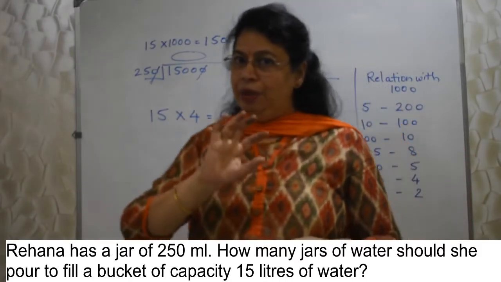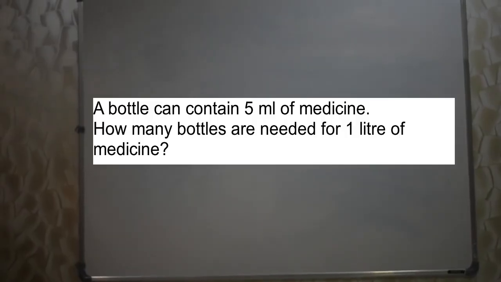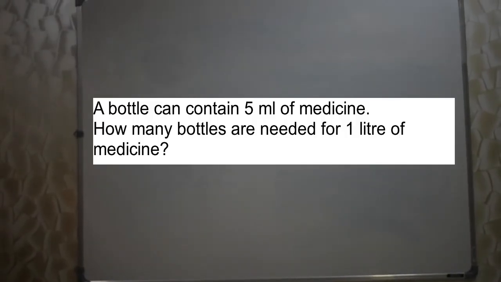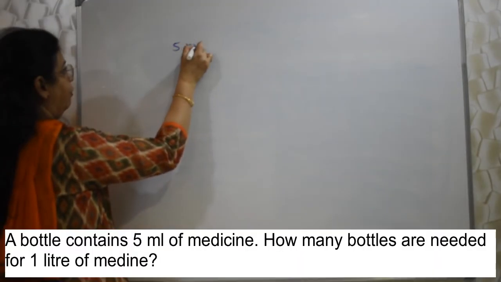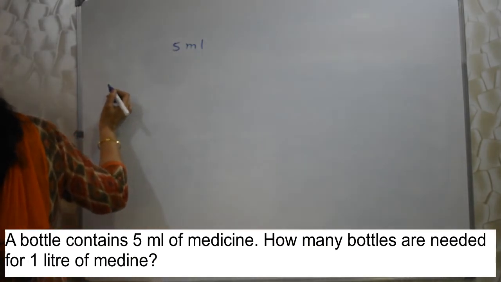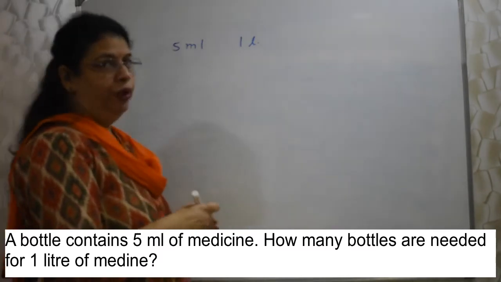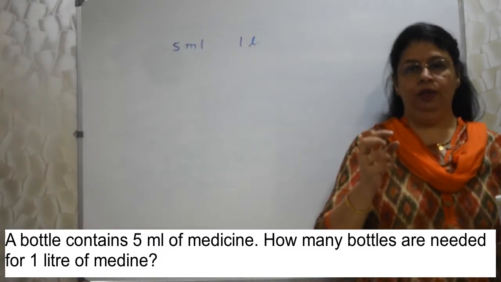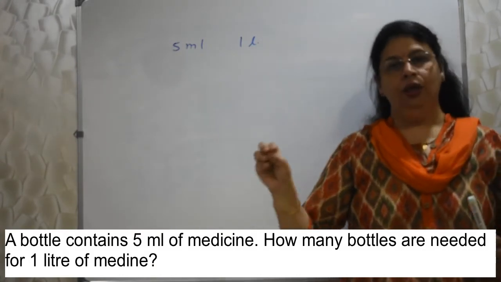Okay. We will take a similar sum again. It will come on your screen. A bottle can contain 5 ml of medicine. How many bottles are needed for 1 liter of medicine? Again, it is the same thing. Each bottle contains 5 ml. It has got total 1 liter of medicine. So in short, we want to divide this 1 liter of medicine into small bottles of 5 ml, 5 ml, 5 ml. So obviously distribution means division.